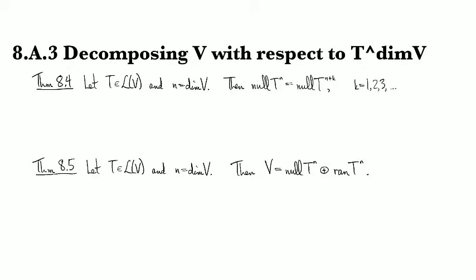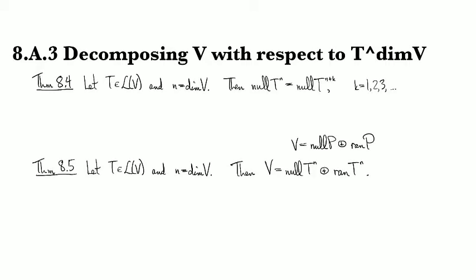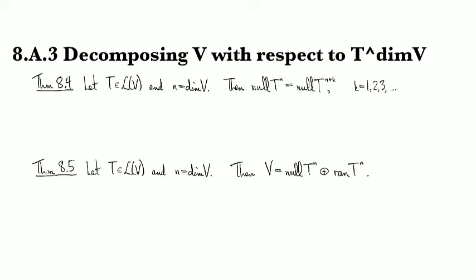And then after that, we'll show that V is the direct sum of the null space of T to the n and the range of T to the n. And so we've seen, for instance, that if you have a projection, then V is equal to the null space plus the range of that projection. That's not true for a general operator, but if we raise those operators to the nth power, where n is the dimension of the vector space, then it is true. So we'll see that. Okay, so let's go back and let's prove the first one.